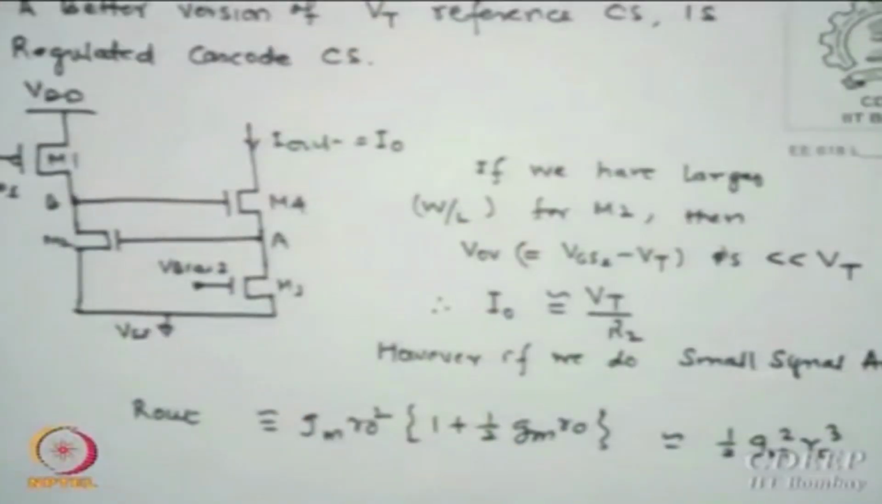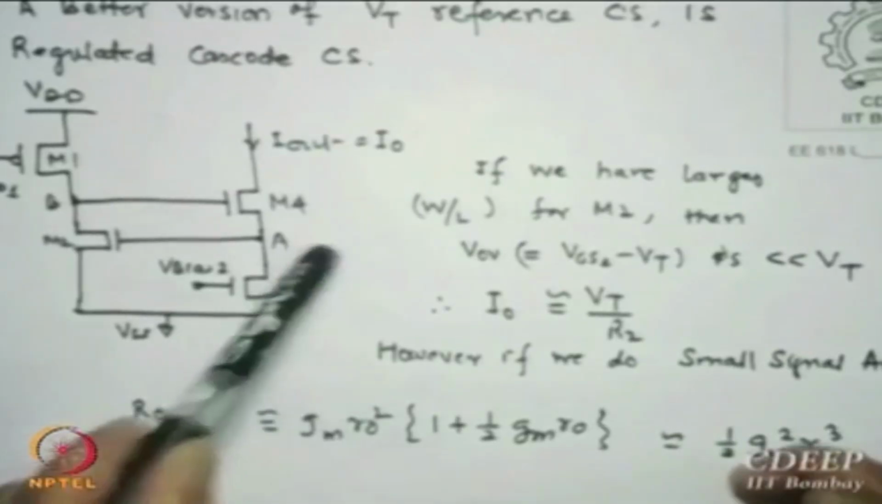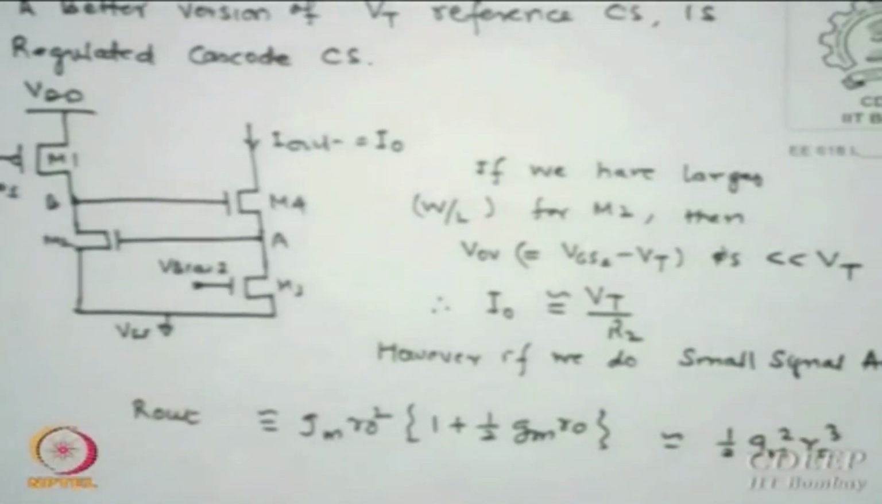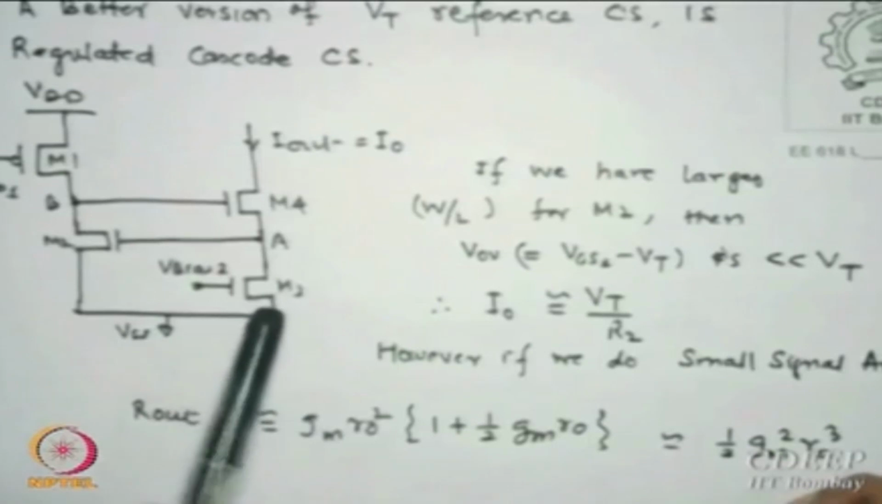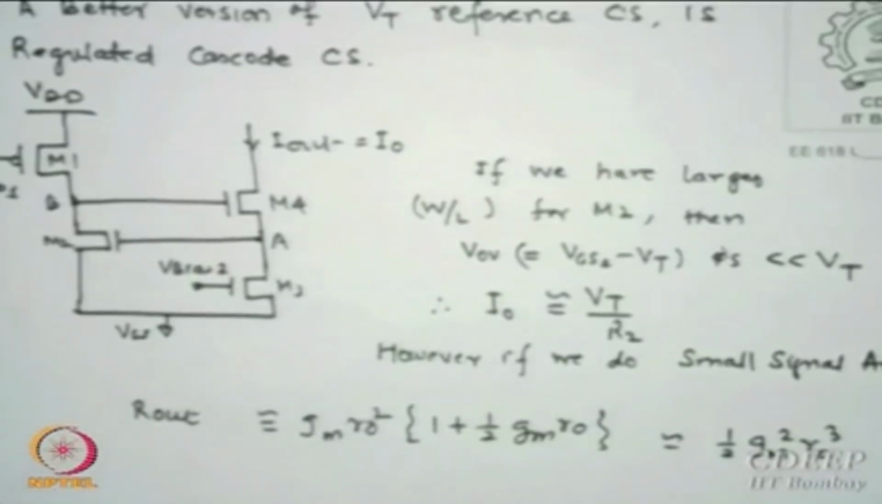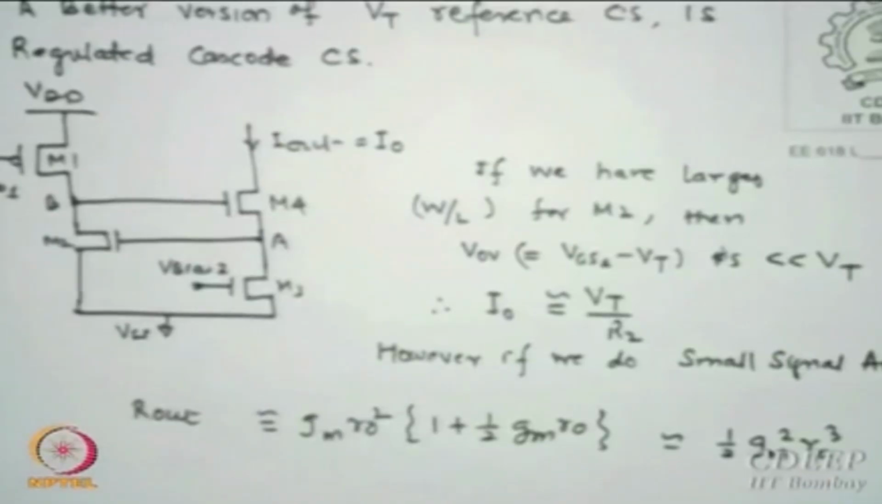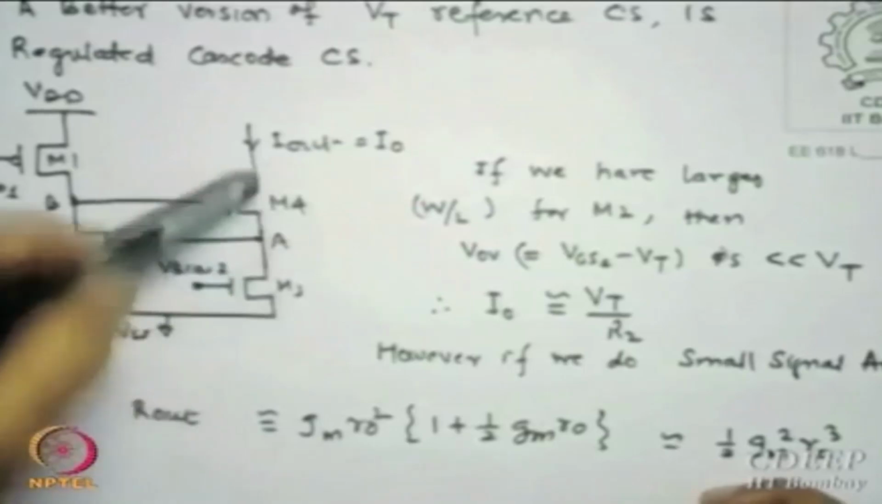So I am a little fast today, please note down. A better version of the VT reference current source is called the regulated cascode current source. You can see this part is the same, M2, M4, M1. All that I have replaced is the R by a transistor which is biased by me to my choice. But what will happen to the M4, M3 combination?